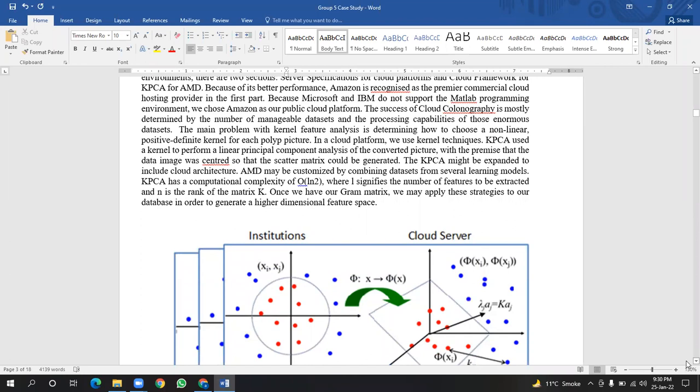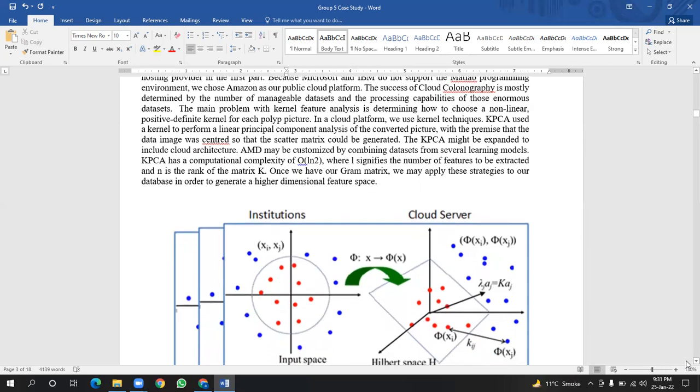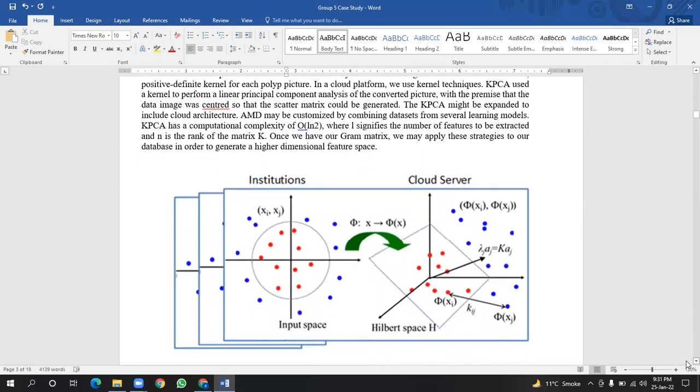The success of cloud colonography is mostly determined by the number of manageable datasets and processing capabilities of those enormous datasets. So the main problem with kernel feature analysis is determining how to choose a non-linear positive definite kernel for each polyp picture. In a cloud platform, we use kernel techniques. KPCA used a kernel to perform a linear principal component analysis of the converted picture, with the premise that the data image was centered so that the scatter matrix could be generated.